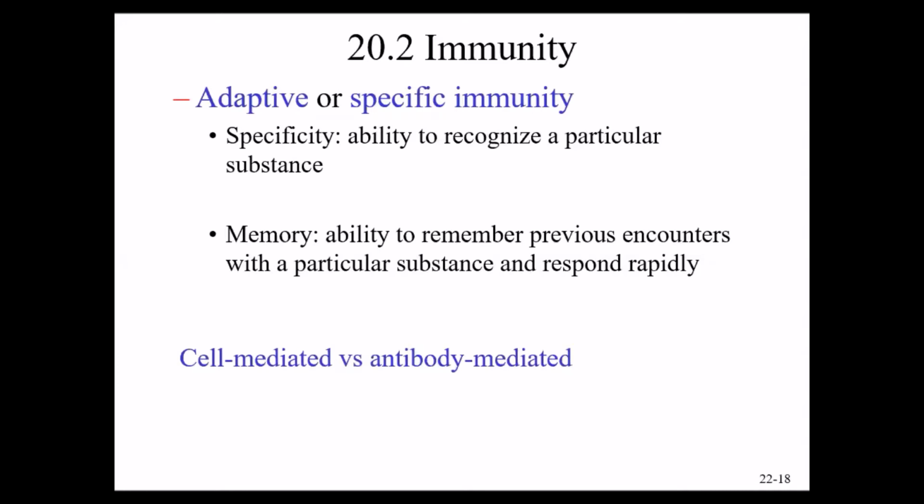And then it has the ability to develop a memory to that particular substance, so that the next time you're exposed to that same substance, that same microbe or that same virus strain, then you can respond in a faster way. And so this is different than your innate immune system, because your innate doesn't have specific reactions and it doesn't have memory-based reactions. And then your specific immunity or your adaptive immunity is separated into what's called cell-mediated and antibody-mediated immunity. We'll look at those a little later in the chapter.